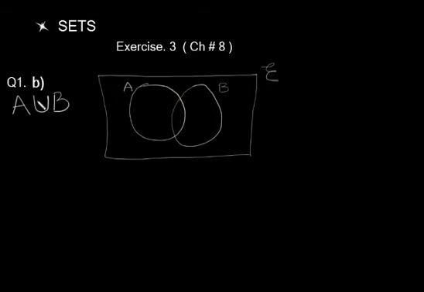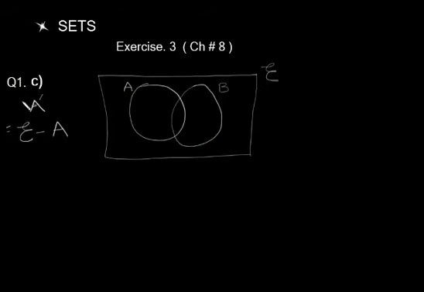Right, so in part B, we need to shade A union B. As we know from previous discussion, union means you have to combine the elements of sets A and B. It means that you just need to shade this region, and this region. In fact, all of these two circles.